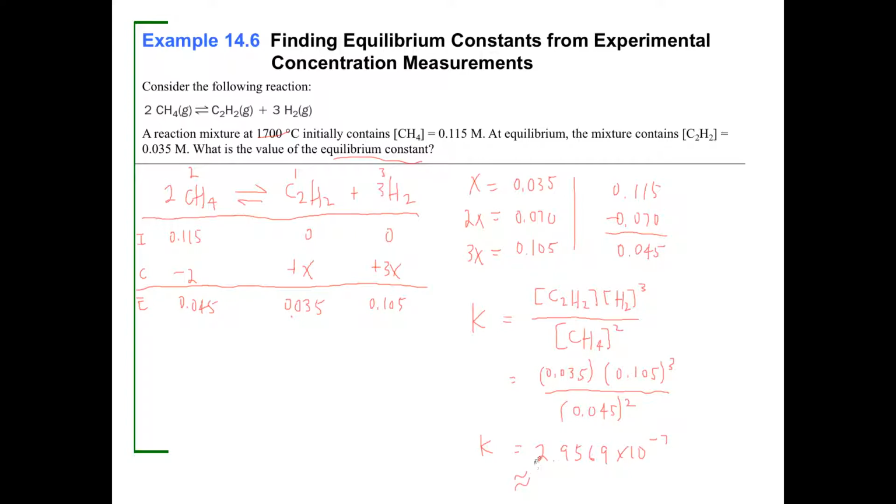Okay, and then we've got to figure out how many sig figs I have here. So I've got 2 sig figs here, 2 here, and 3 here. So this is going to be at 2 sig figs. Looks like 2 is my smallest number, right? So I've got to round this to 2 sig figs. So this looks like this is going to go to 3.0 times 10 to the negative 7.